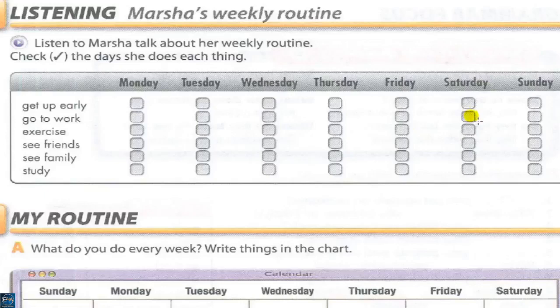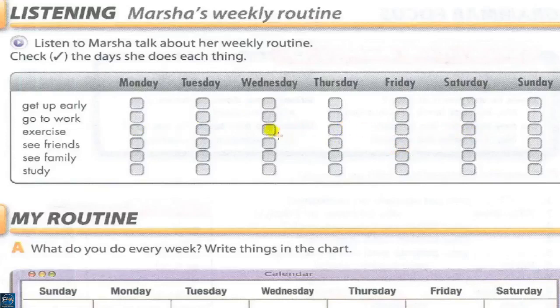Does Marcia exercise? Yes. She goes swimming on Mondays, Tuesdays, and Thursdays. She plays tennis on Saturday.